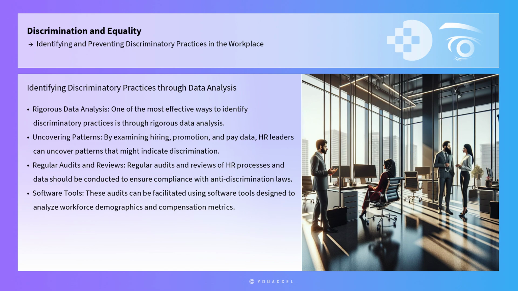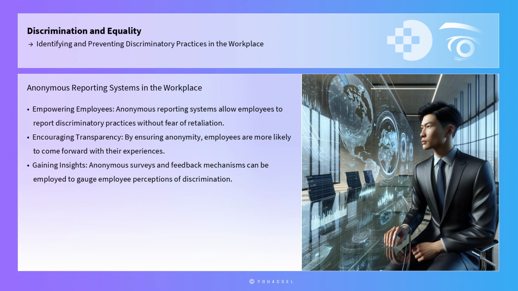These audits can be facilitated using software tools designed to analyze workforce demographics and compensation metrics, providing actionable insights for HR leaders. Another practical tool is the implementation of anonymous reporting systems. These systems allow employees to report discriminatory practices without fear of retaliation. By ensuring anonymity, employees are more likely to come forward with their experiences, providing HR leaders with the information needed to address and rectify these issues. Furthermore, anonymous surveys and feedback mechanisms can be employed to gauge employee perceptions of discrimination within the organization. This feedback is invaluable for understanding the workplace culture and identifying areas where improvements are necessary.